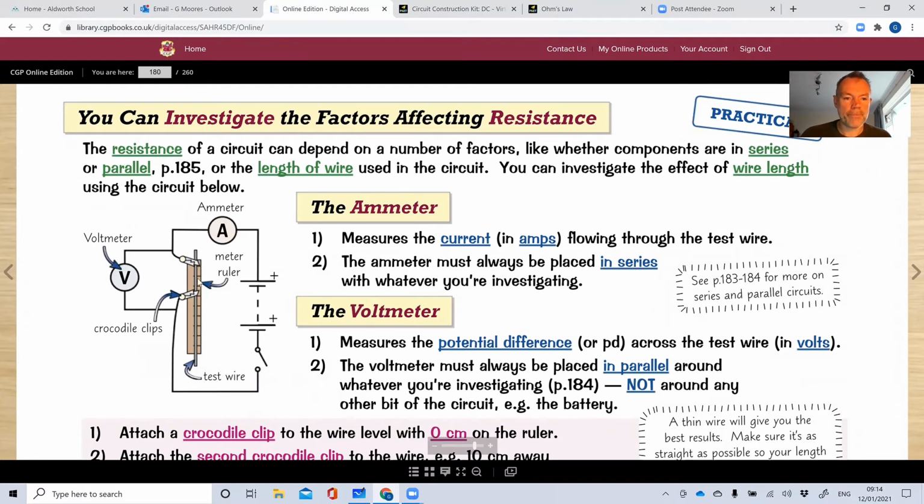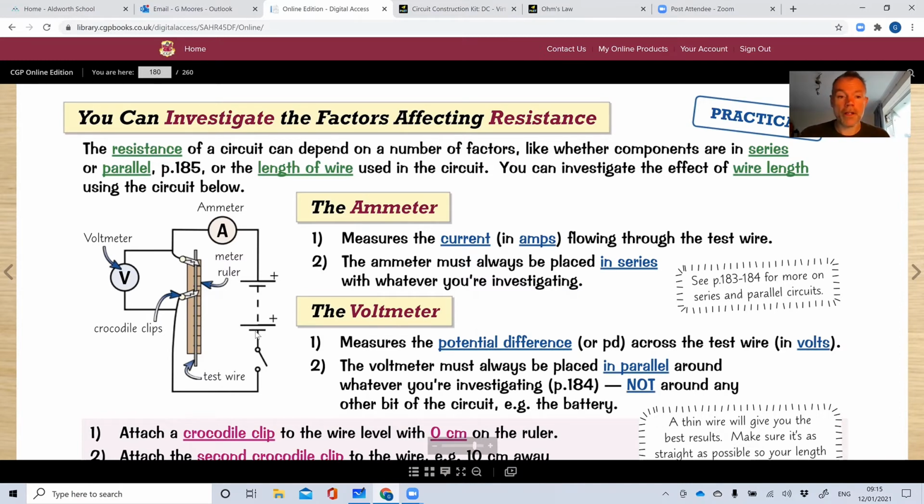Here's my wire. Now the wire is taped onto a ruler, and there are two reasons for that. One, you're going to have to measure lengths of wire, so you've got your ruler to measure with. And two, the wire could get hot, so by taping it to the ruler, you don't have to touch it, even if it's hot. Here's V, my voltmeter. Here's A, my ammeter. Here are my cells, which together make a battery. And here is my switch.